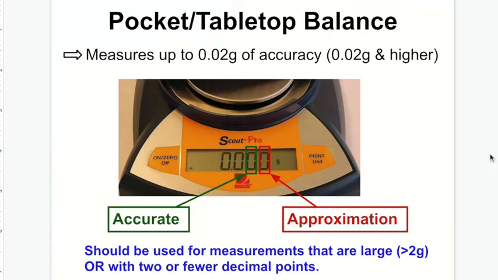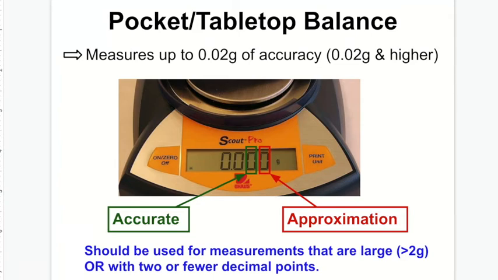All right, so for your pocket or tabletop balance, you have more or less already figured out how this works, right? This measures up to 0.02 grams of accuracy. So it can be accurate to 2 decimal places, more or less. Right? And some of the balances in the classroom have 3 decimal points in them, but they're still tabletop. That last 3rd decimal point is an approximation. Okay, but if you see 2 decimal points, those first 2 decimal points are the ones that are accurate.